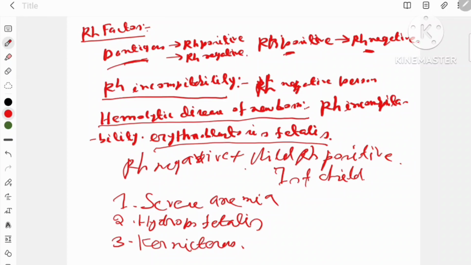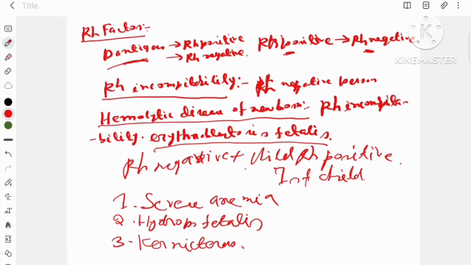Hydrops fetalis is a serious condition in the fetus characterized by edema, which ultimately leads to cardiac failure and even death. And kernicterus is the brain damage in infants caused by severe jaundice due to excessive hemolysis and breakdown of hemoglobin into bilirubin. If the baby survives the anemia in erythroblastosis fetalis, kernicterus develops because of high bilirubin content. The blood brain barrier in infants is not developed properly, so the bilirubin enters the brain and ultimately causes permanent brain damage.